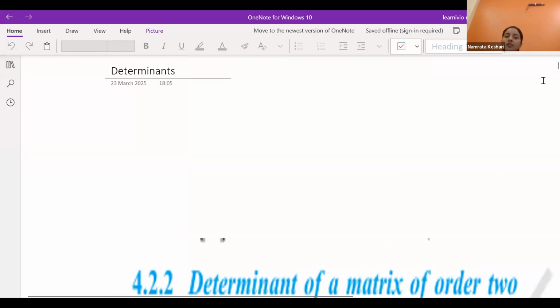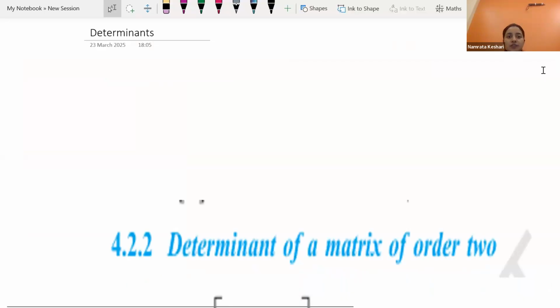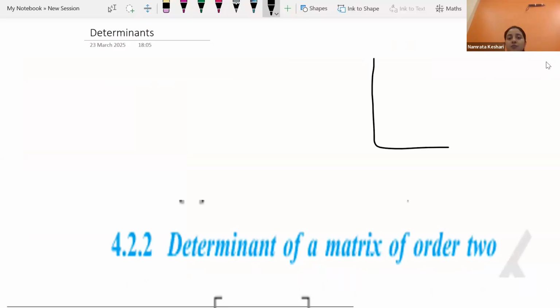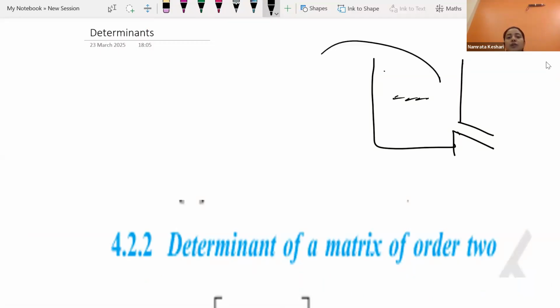So basically, determinants. Till now you have learned matrices. A determinant is just a value we are associating with the matrix. Can you see the screen, Kiran? Yes, I can see it. Okay. You can understand it this way: suppose you have a juicer. Whatever vegetables you drop into that juicer, carrots or maybe pumpkin, you get juice from it, right?